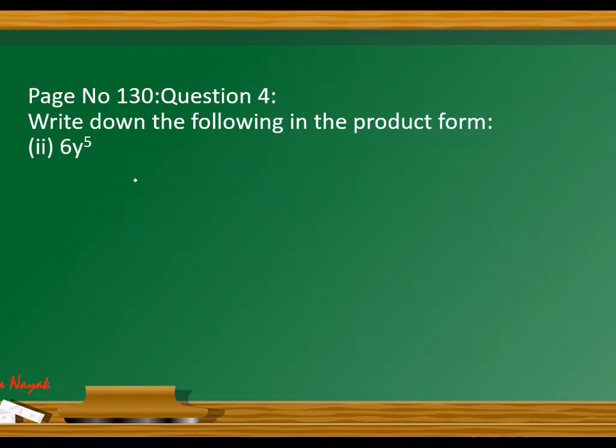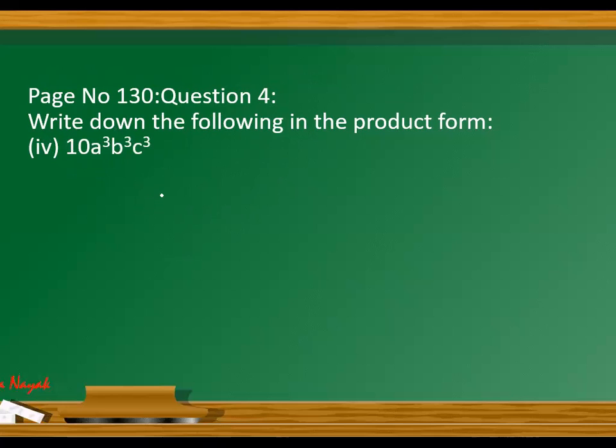Next, 6. y how many times? 5 times. So go on writing 1, 1, 1, 1, 1. Finished. Next is 9, x 1 time, y squared, and z. So 9, go on multiplying: x how many times? 1. y, 2 times. z, 1 time. Answer.